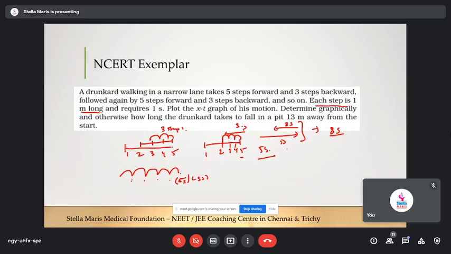And from here he goes in the backward direction. That is one step, second step, third step. So it takes 3 seconds, and he has taken 3 steps backward. So he is at a distance of 2 meters. Very good. So for 8 seconds, what is the distance he travels? 2 meters.